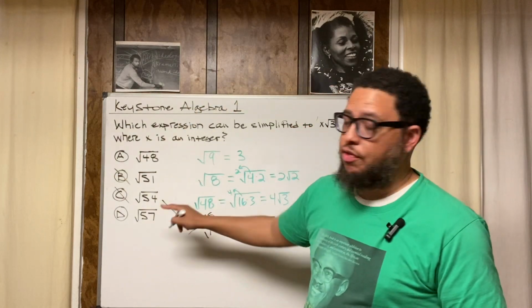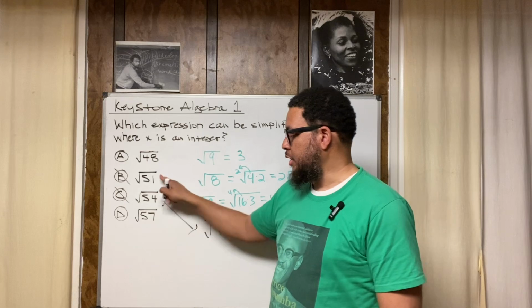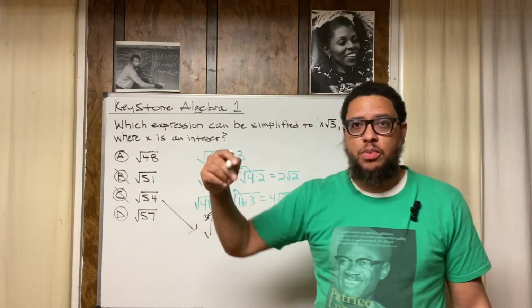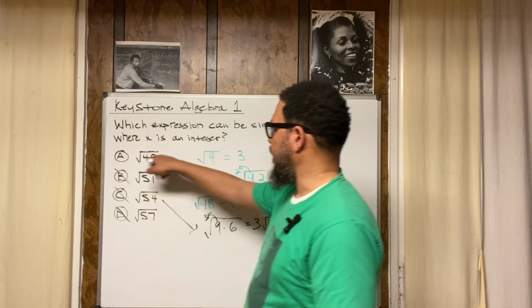And then with 57, 57 doesn't have a perfect square factor besides 1, right? Just like 51. 51 doesn't have a perfect square factor besides 1. So that's why D is wrong. So the correct answer is A.